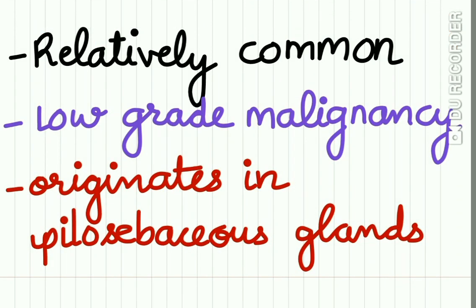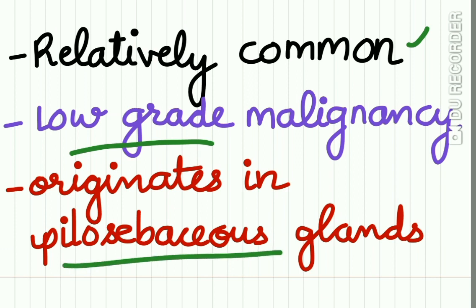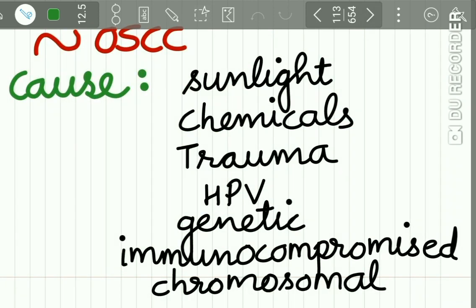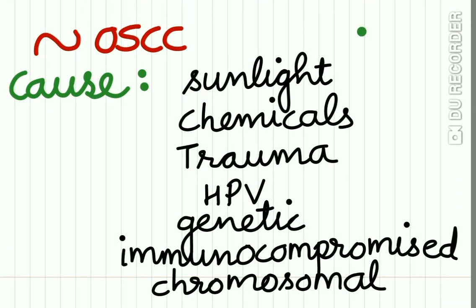So keratoacanthoma, or the self-healing cancer, is a relatively common condition, and it is sometimes considered a low-grade malignancy, and it originates in the pilosebaceous glands. The clinical features: it mimics oral squamous cell carcinoma.